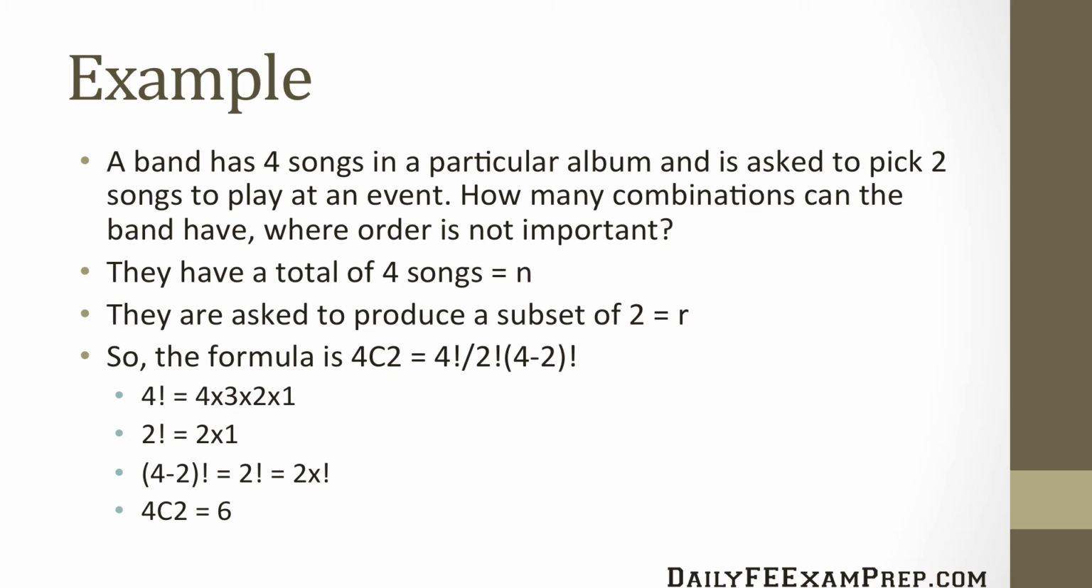Well, the formula is going to be 4 choose 2, which is 4 factorial divided by 2 factorial times (4 minus 2) factorial. 4 factorial is 4 times 3 times 2 times 1, and 2 factorial is 2 times 1. Then we take the difference, 4 minus 2, which is 2, and find that factorial, which is 2 times 1. And finally, 4 choose 2, once we multiply it all out, is going to be 6.